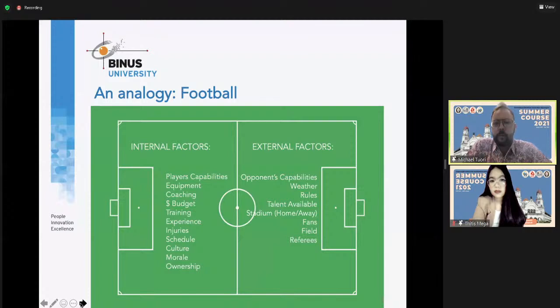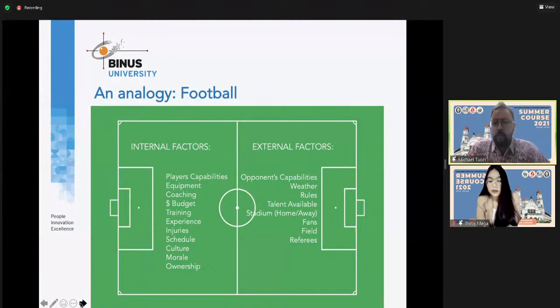So the way that we can think about these factors is we can think about them as internal factors or external factors. And the internal factors are the things that are a part of our team, and they're things that we can control and that we can make decisions about. And our external factors is everything outside of our team that we don't have any control over, that we don't get to make any decisions about. We just have to accept them.